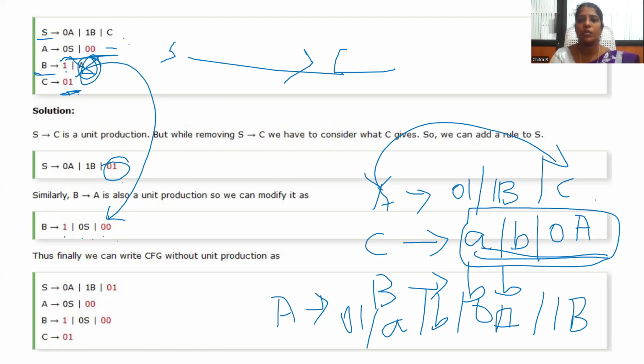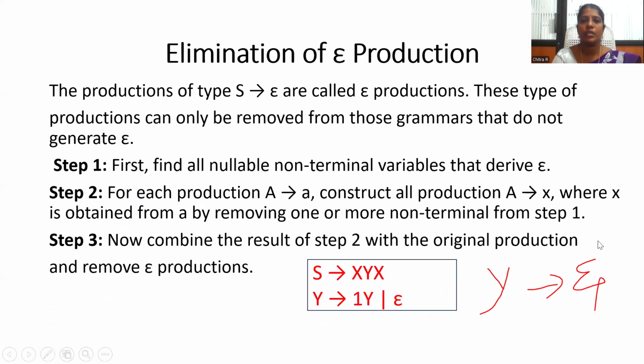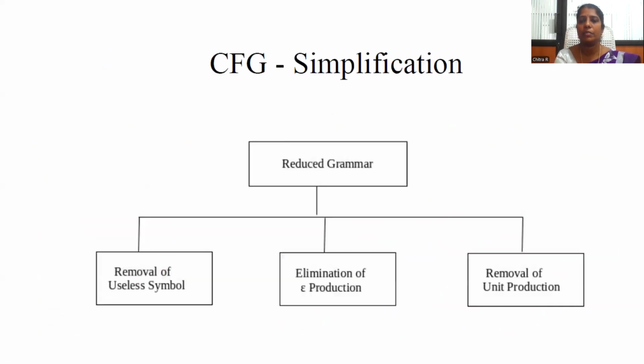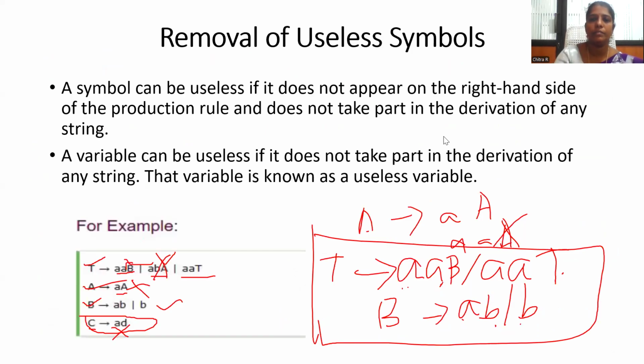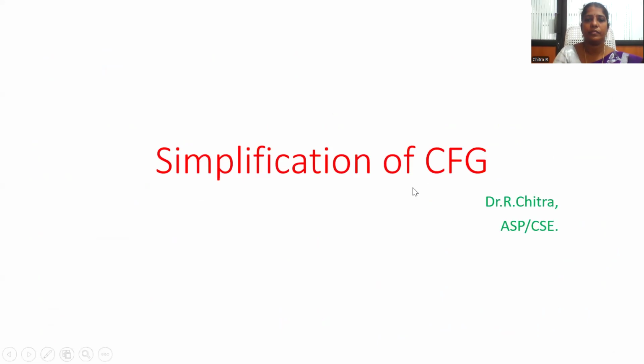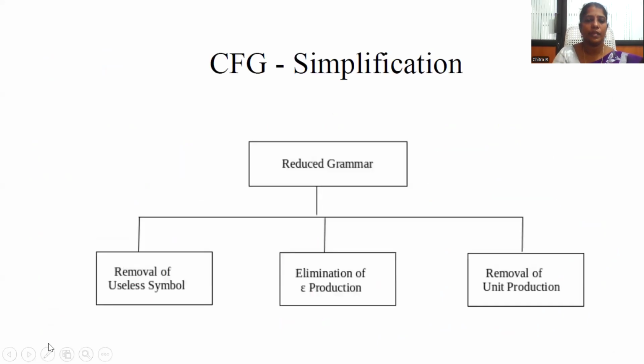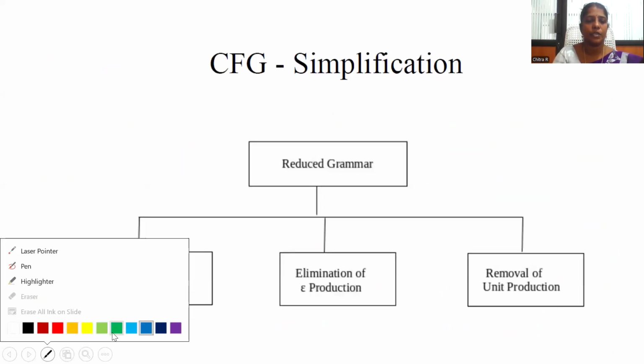So what are the steps required? The first one is the elimination of useless symbols, the second one is the elimination of unit production, and the third one is the elimination of the epsilon production. So for any simplification, you should follow these steps. Consider one more example. I will take one small example.